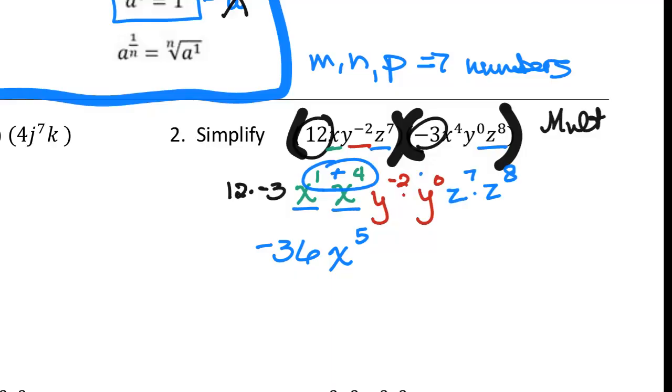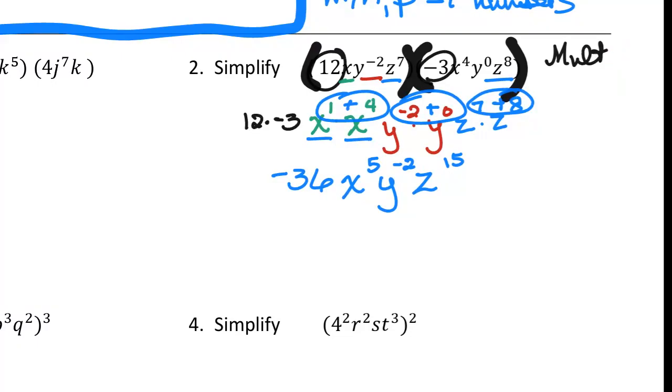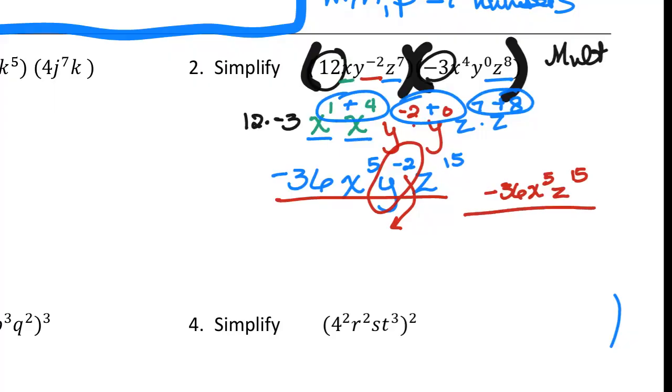Y to the negative 2 plus 0 is y to the negative 2. Don't worry, I'll get it in the next step. And z to the 7th times z to the 8th, add, is z to the 15th. So this looks pretty good, except I can't have a negative exponent. So this whole power needs to go down to the denominator. So my final answer is negative 36, x to the 5th, z to the 15th, all divided by y to the positive 2.